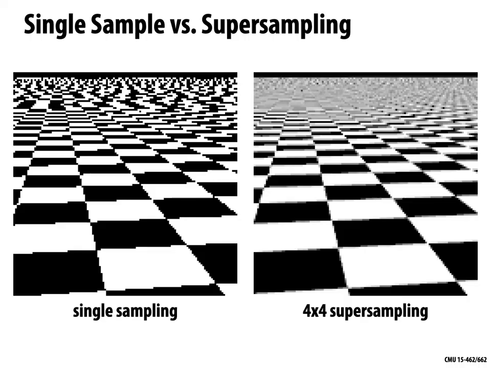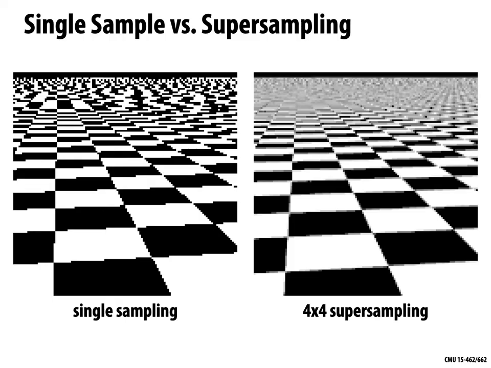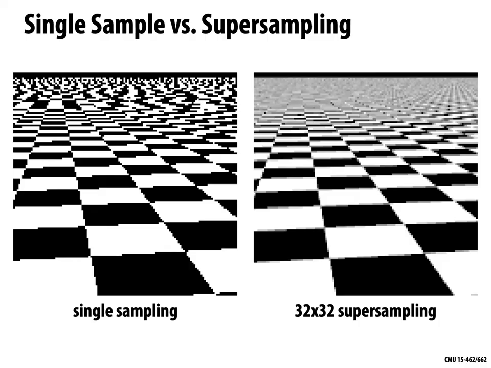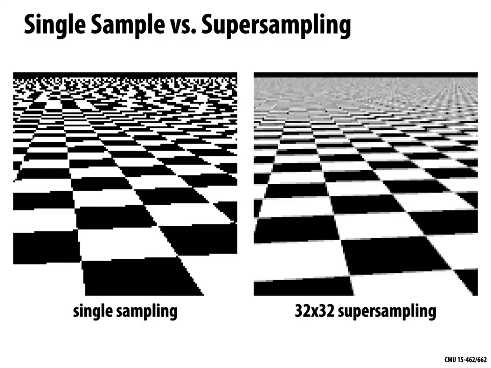Things get a little bit smoother. Okay, still not perfect. How do we make it perfect? Well, let's just add more samples. Okay, so now we do 32x32. We have 1,024 samples taken for every single pixel, and we average them back down. So even though this looks a lot better, you notice it's still not perfect, right?